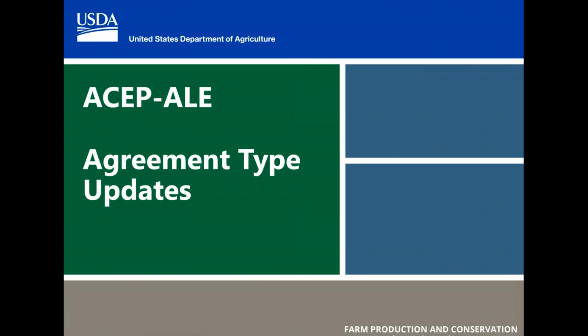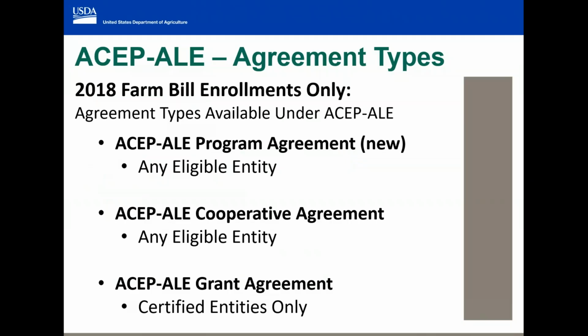Okay, moving into ALE agreement types. So for fiscal year 20, we are excited to roll out a new agreement option under which ALE can be implemented and administered. We piloted the program agreement approach in fiscal year 2019. This is one of the items that, like Matthew mentioned, is pending publication of the policy itself.